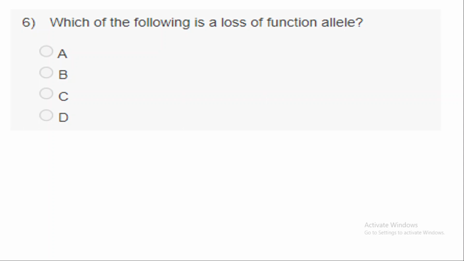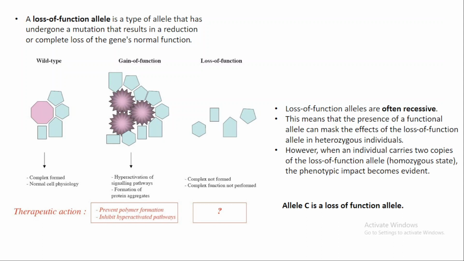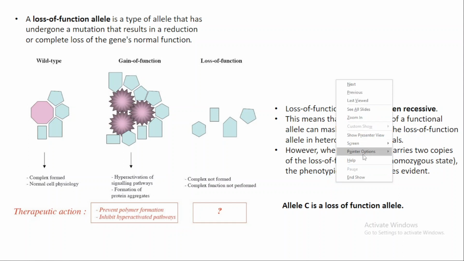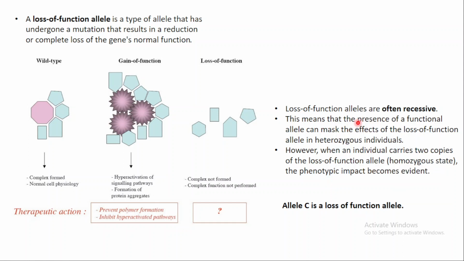So the loss of function allele, the correct answer would be option C. Gene C would be the loss of function allele. Loss of function alleles are often recessive. This means that the presence of a functional allele can mask the effect of the loss of function allele in heterozygous individuals. So in presence of a dominant allele, the loss of function allele would not show its phenotype, but only in homozygous recessive type will the loss of function allele show its phenotype.